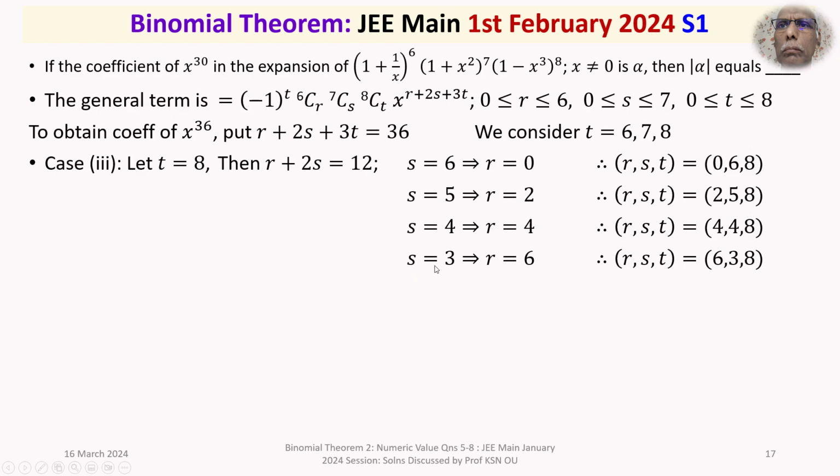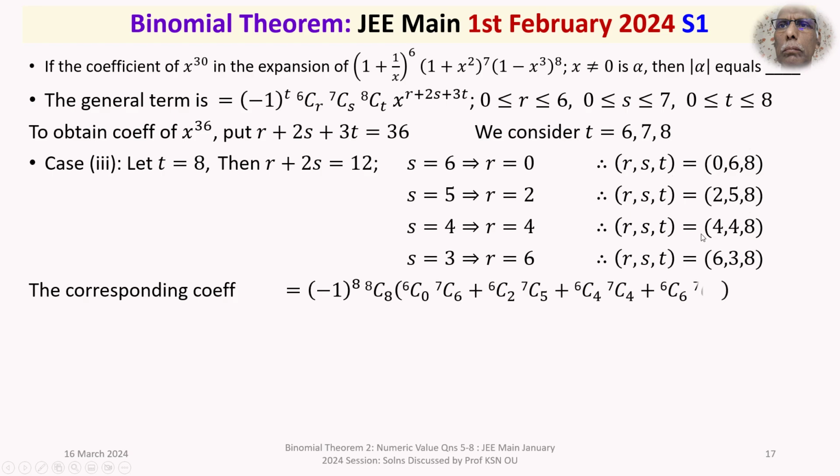Suppose s is equal to 2. If you put 2, 2 2s are 4. 12 minus 4 is 8. r takes only up to 6. Therefore it cannot. Therefore you have to stop there. So now the corresponding coefficients are this one. So write for 0, 6, 8, 2, 5, 8, 4, 4, 8, 6, 3, 8. The corresponding coefficients are this.